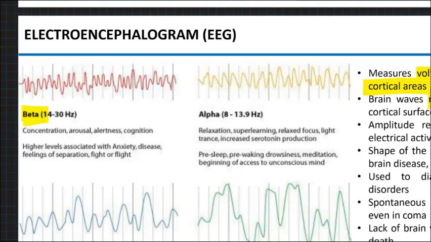Theta waves are characteristic of the states when a human being is alert, aroused, and focused on a task. Alpha waves, which, as you can see, have lower frequency, are associated with relaxation and light trance. So basically, right before you fall asleep, or before you just wake up.